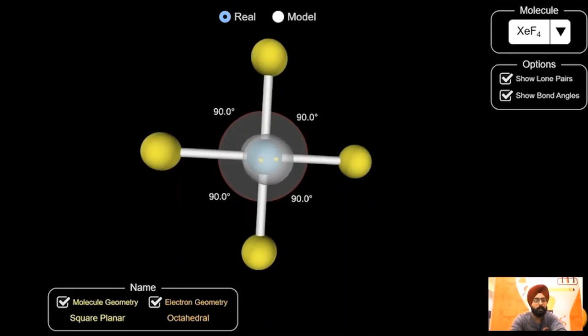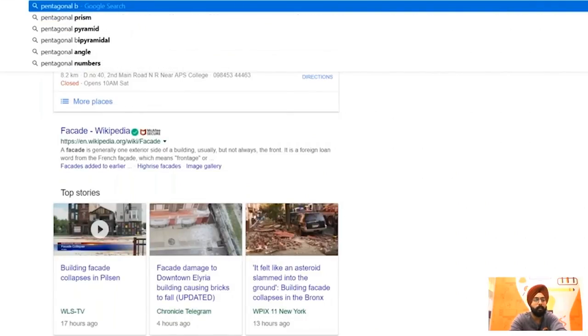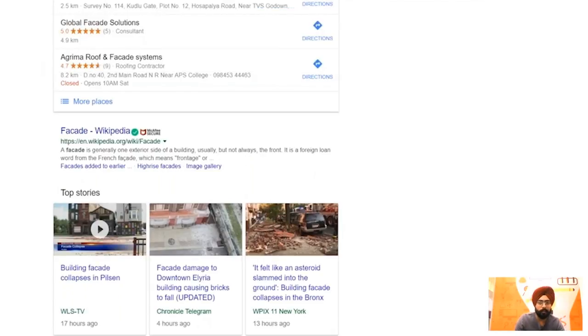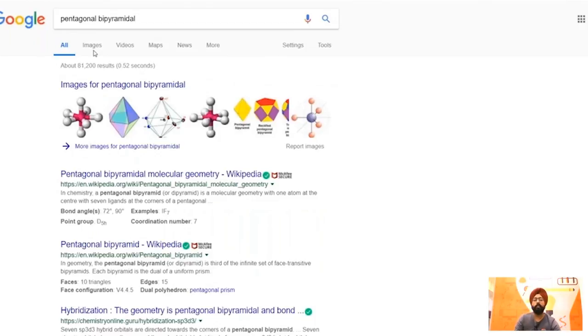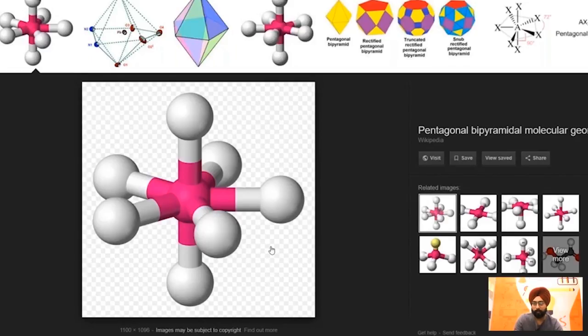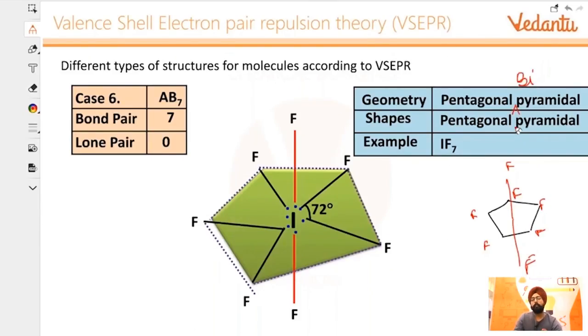Let me see. Pentagonal bipyramidal. Yes, this is pentagonal bipyramidal. I don't know why they wrote pyramidal there. This is what a pentagonal bipyramidal will look like: IF7. The equatorial bonds are going to be 72 degrees. The axial bonds are of course going to be 90 degrees once again. So people, that is VSEPR theory.